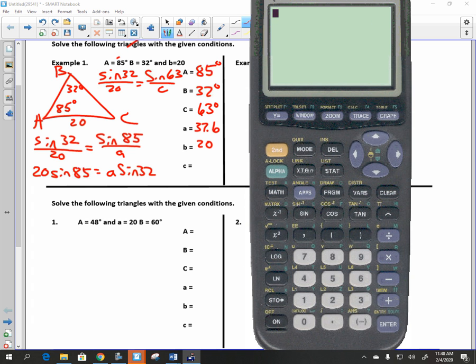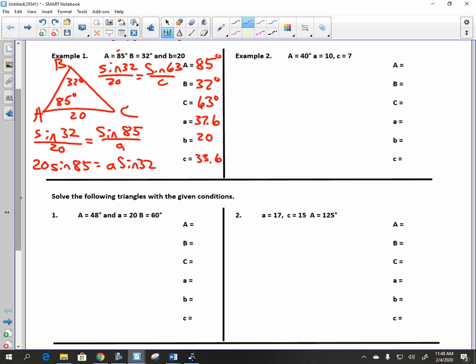If you follow the pattern that we had before, I'll do 20 times the sine of 63. I'll end up dividing by the sine of 32. 20 sine of 63 divided by the sine of 32. 33.6. You try this one on your own. Go.